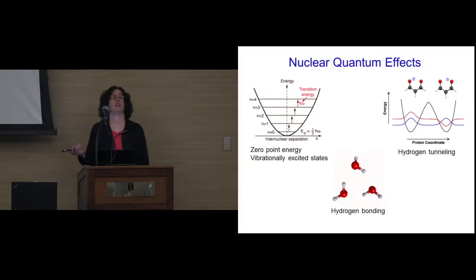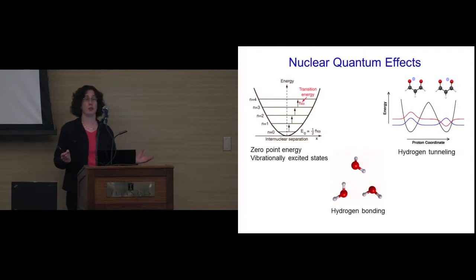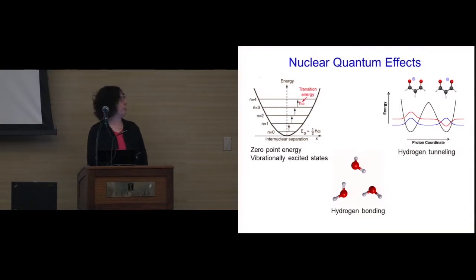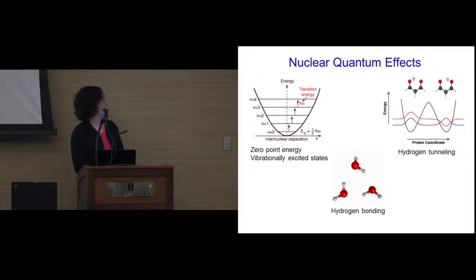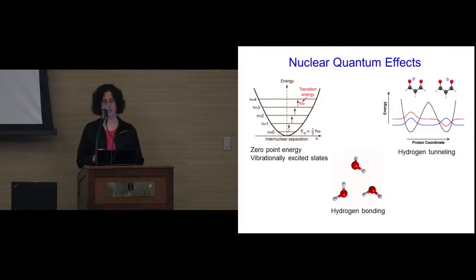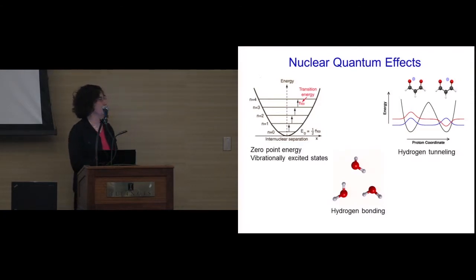So why do we want to do this? Well, nuclear quantum effects are important throughout chemistry and biology. Here are some examples. In a molecule, if you look at the vibrations, we need to worry about zero-point energy effects in vibrationally excited states. If we're looking at hydrogen-bonded systems, say just even a cluster of water, those hydrogen bonding interactions also exhibit nuclear quantum effects. And finally, there's hydrogen tunneling.